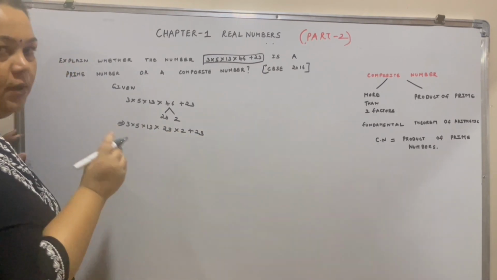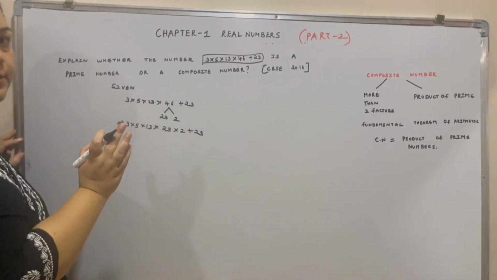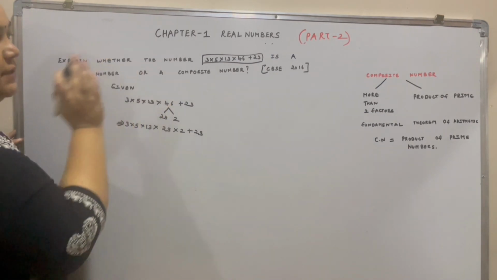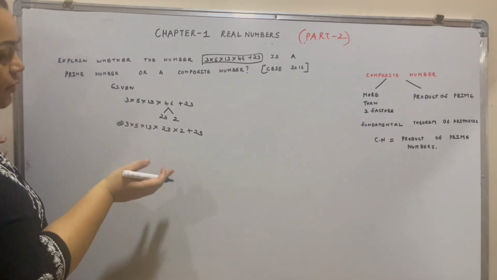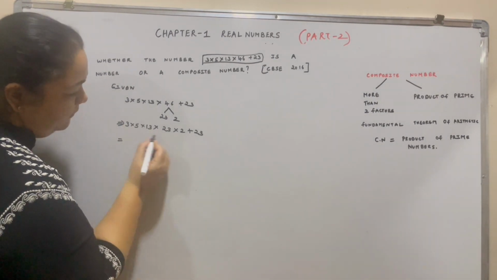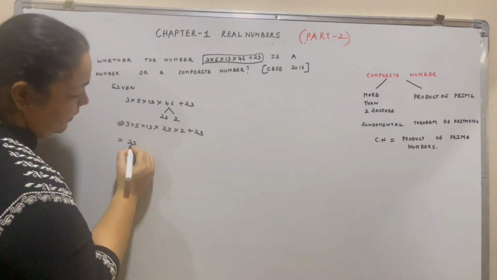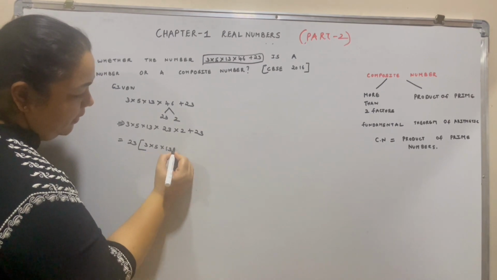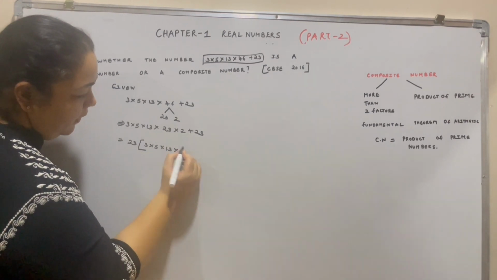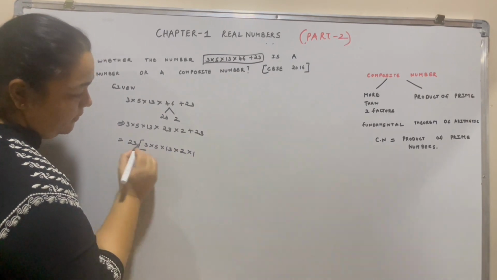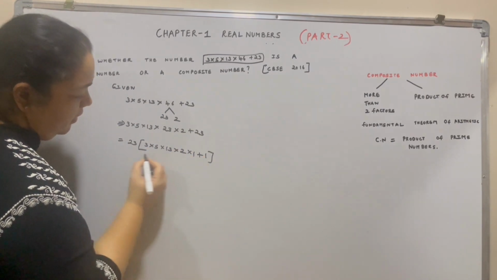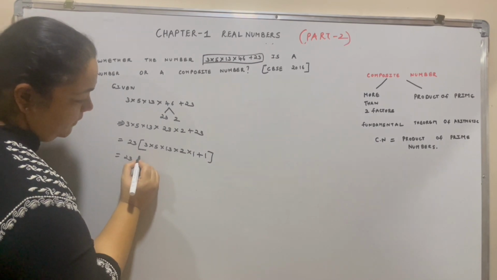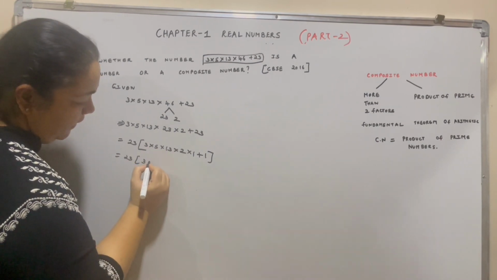Now what is the goal? The goal is to make it a product of primes. Then only we can say it is a composite number. What is common here? 23. So when we take out 23, we get 3 into 5 into 13 into 2, and 23 will be into 1 because we have taken out 23, plus 1. When we multiply this, it comes to 391.